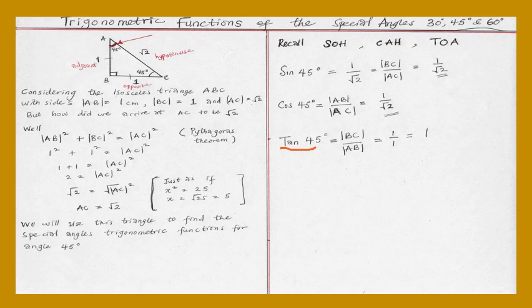How about tangent 45? We know that from TOA, the acronym for tangent, the tangent of an angle is the opposite over the adjacent. So tan 45 degrees equals the opposite, BC, because BC here is opposite this angle 45, our reference angle here. So BC over AB. AB here is the adjacent to this angle 45. And both of them are 1. So tan 45 equals 1 over 1. So tan 45 is 1.